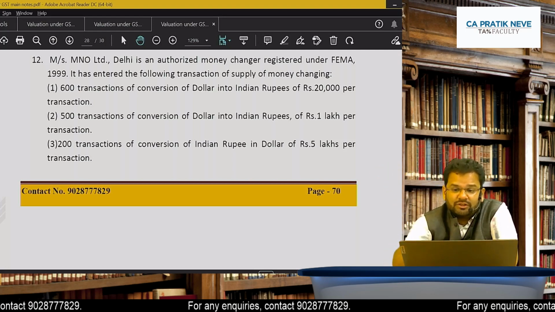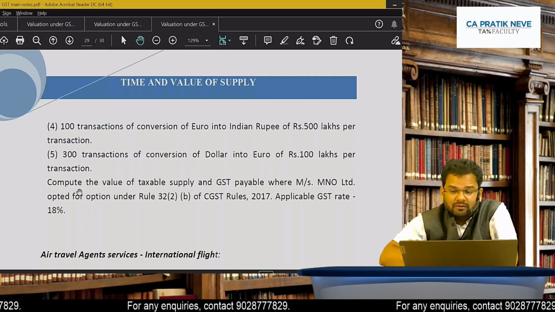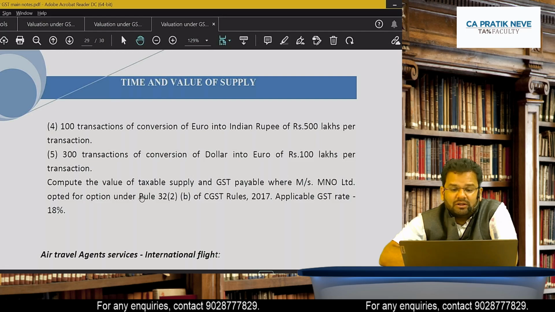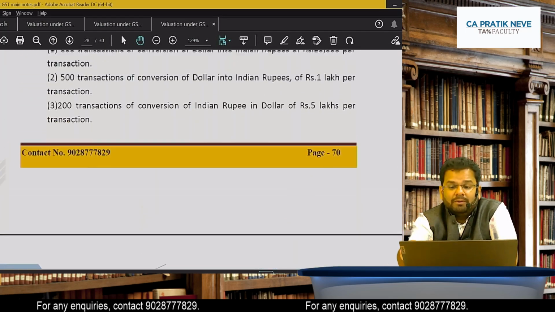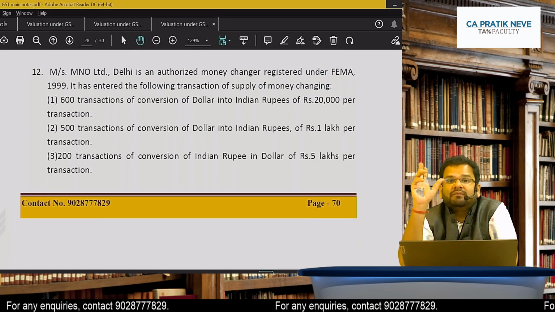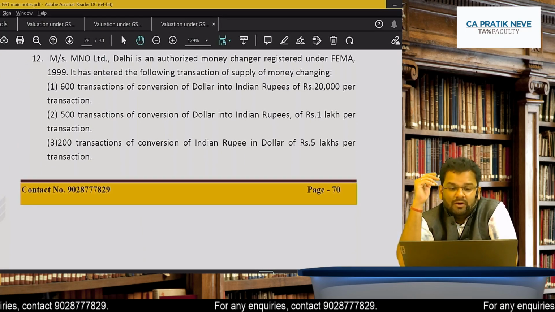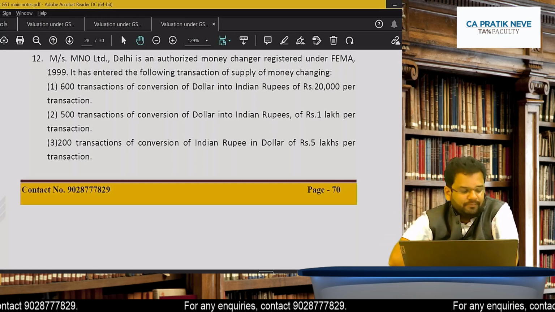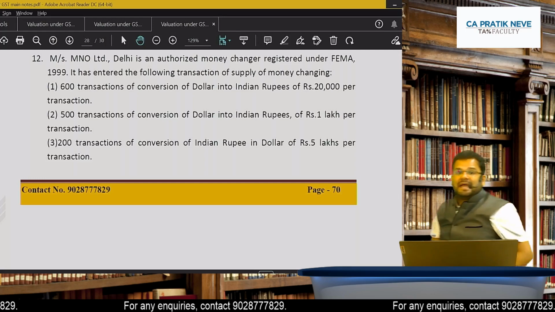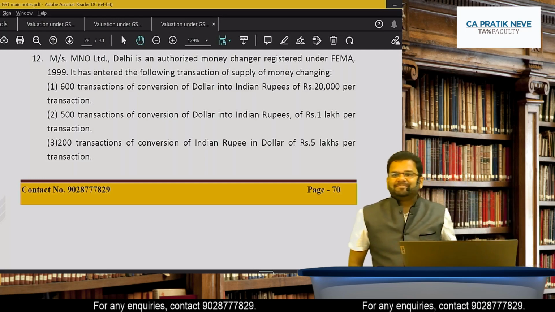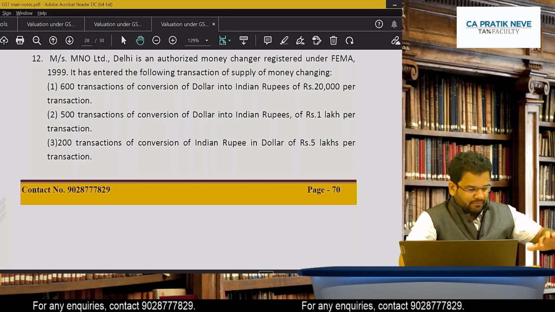Fine, see the 12th question. In the 12th question they are saying that the company has opted for 32(2)(b), which means you have to find the value on the basis of that presumptive way. The value will be found in a presumed way on the basis of slabs. So are you ready with the calculator to do things on a slab basis? Yes, no?